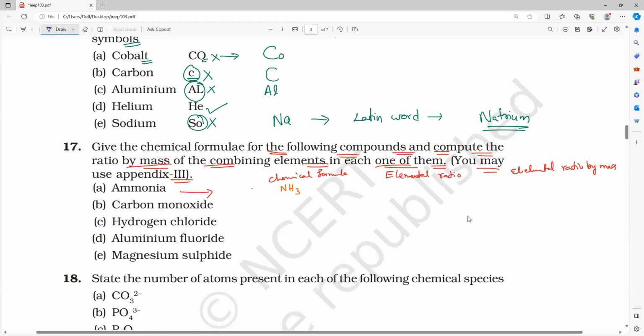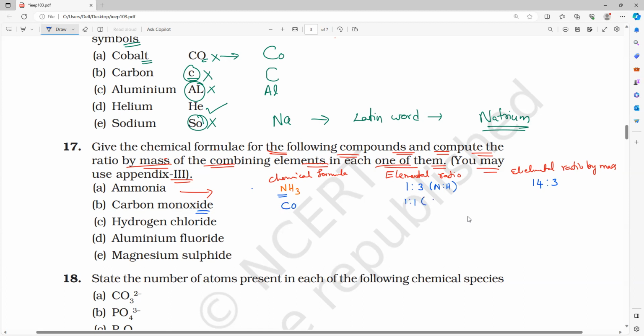Ammonia. What is the elemental ratio? Everybody. 1 is to 3. Understanding? So what are the elements present? Nitrogen and hydrogen. So what is the elemental ratio by mass? Nitrogen 14, hydrogen 3, so 14 is to 3. Next. Carbon monoxide. What is the formula? CO. Okay. What is the ratio?